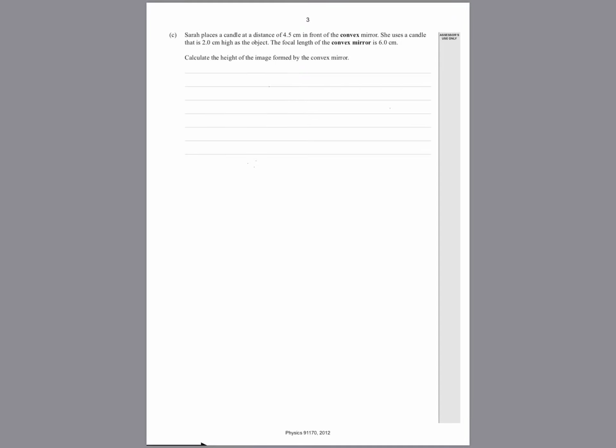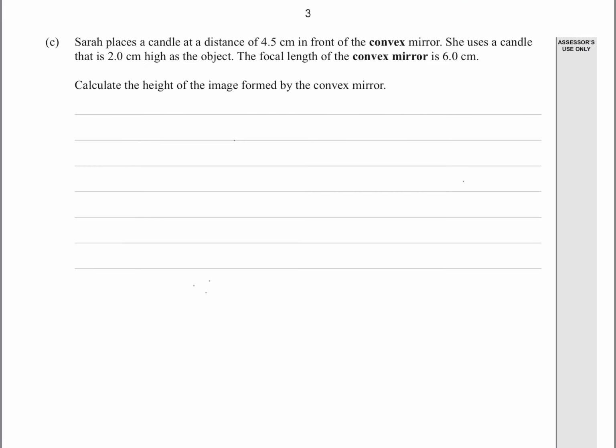Alright, next question. Sara places a candle at a distance of 4.5 centimeters in front of the convex mirror. She uses a candle that is 2 centimeters high as the object. The focal length of the convex mirror is 6 centimeters. Calculate the height of the image formed by the convex mirror.